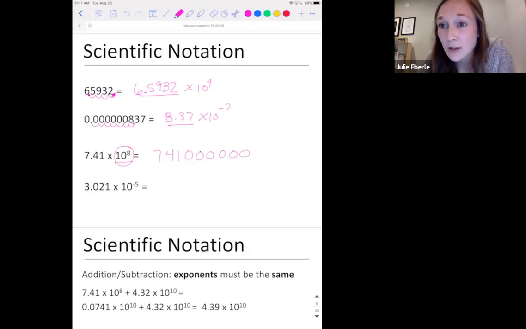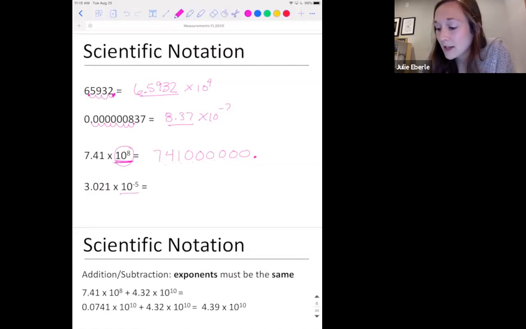Okay, now let's double check ourselves. If the decimal's here and we're converting this to scientific notation, we would move it 1, 2, 3, 4, 5, 6, 7, 8 places and be between the 7 and the 4, and that would be correct. So when you're undoing these, you're just multiplying by a large number here, 10 to the power of 8, and this is the standard number you should get. Any questions there?